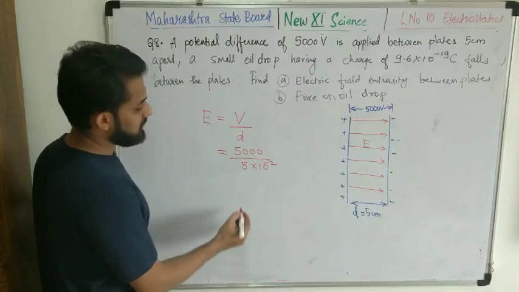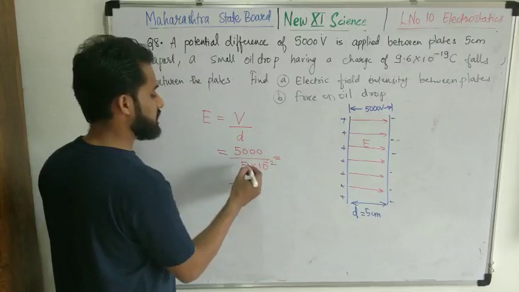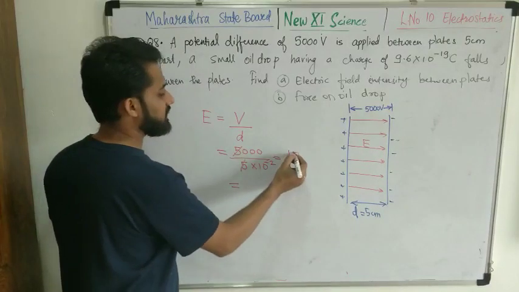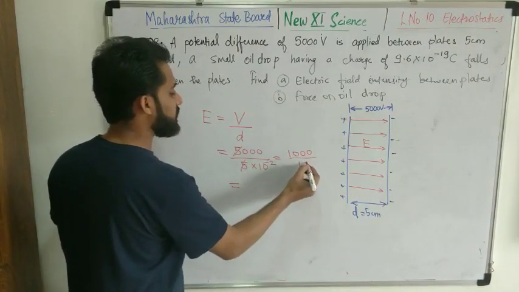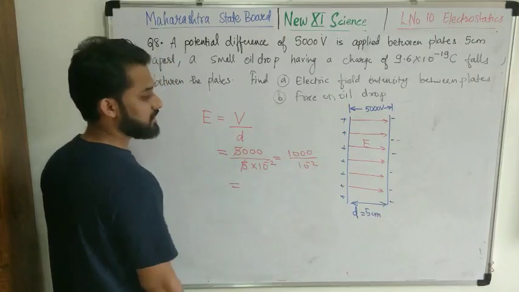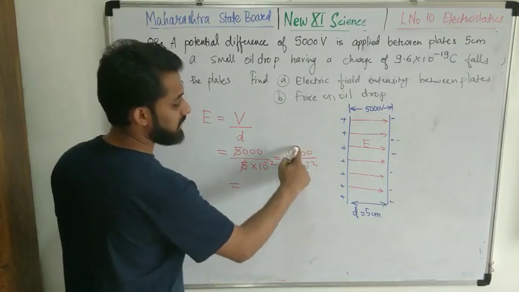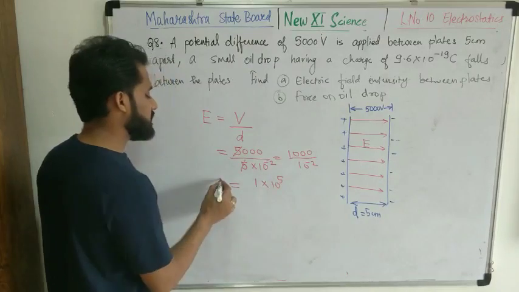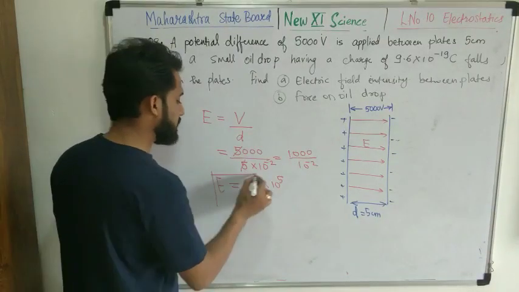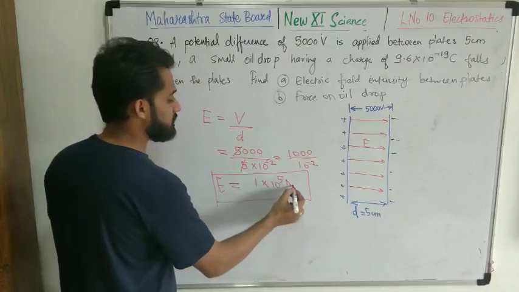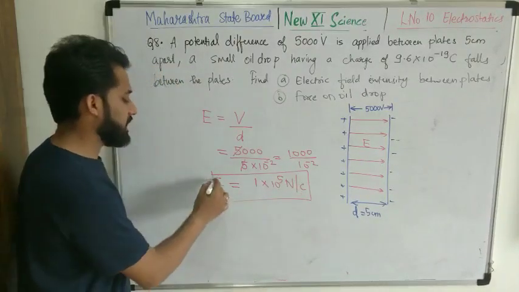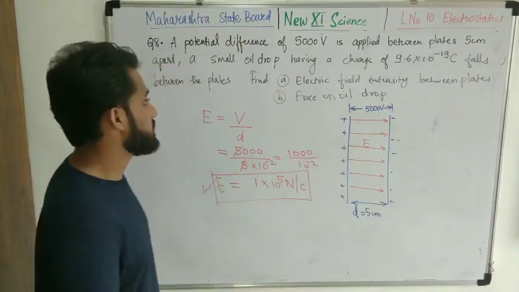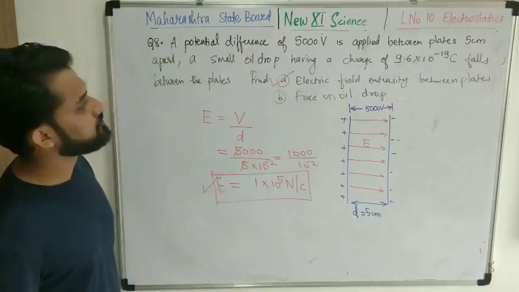5 into 10 raised to minus 2. On solving this, 5 will cancel. This will become 1000 upon 10 raised to minus 2. If this 10 raised to minus 2 goes up, and this is already 10 raised to 3, we'll make it 1 into 10 raised to 5 SI units. And electric intensity unit is Newton per Coulomb. So this is electric intensity between the plates. This is the answer for the first question.